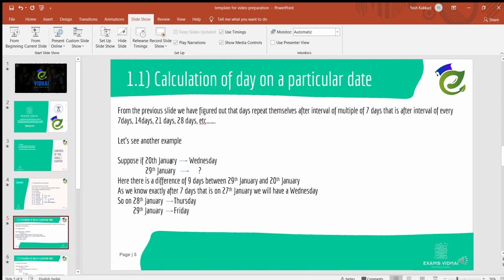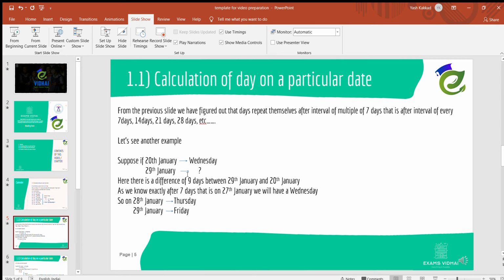Suppose if 20th of January is Wednesday, then which day would be on 29th of January? To approach these kind of problems, you have to calculate the difference of days between 29th of January and 20th of January. That is, you have to simply calculate the number of days between 29th of January and 20th of January. So there is a difference of 9 days between 29th of January and 20th of January.